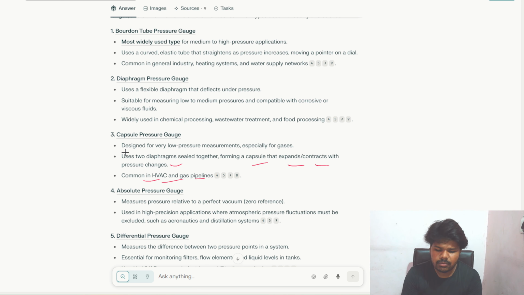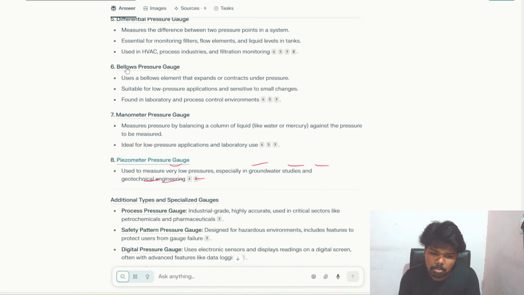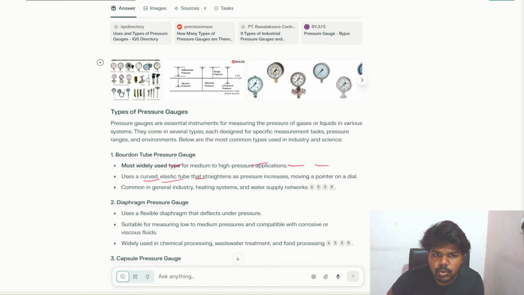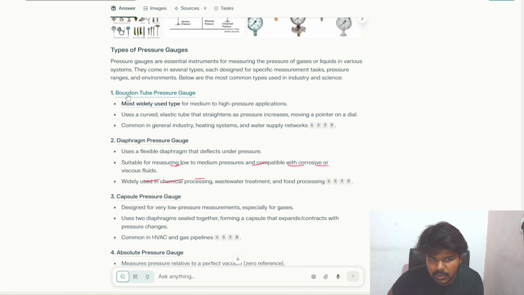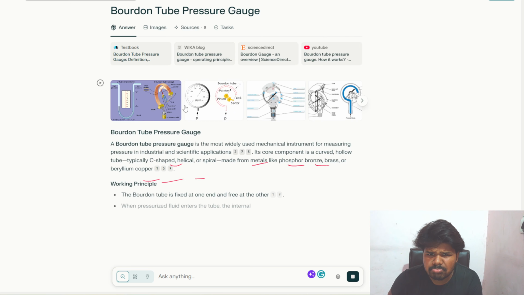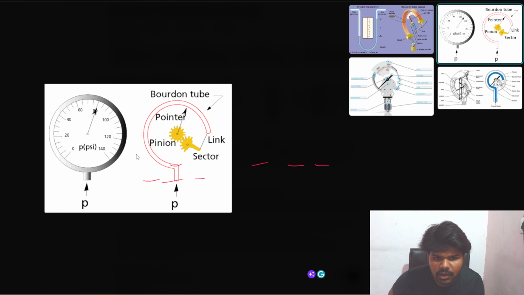Now we have to show the pictures. We can see the pictures of every type. So give me some time. So these are the eight types of pressure gauges showing to you. I have given you the diagram. So Bourdon tube pressure gauges, this kind of pressure gauge.